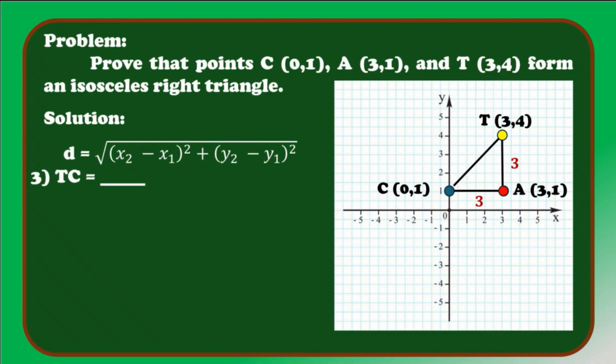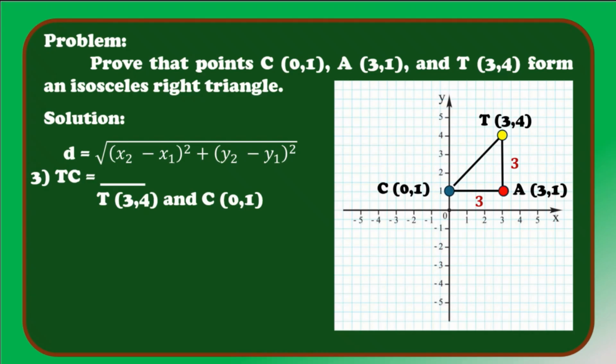Number 3 is we're going to get the distance between point T and C, or the length of TC. In this case, it is neither horizontal nor vertical, so we're going to use the distance formula, which is the square root of the sum of the quantity x sub 2 minus x sub 1 squared and the quantity y sub 2 minus y sub 1 squared. Let's set the givens. Points T and C. Point T is located at (3, 4) and point C is located at (0, 1).